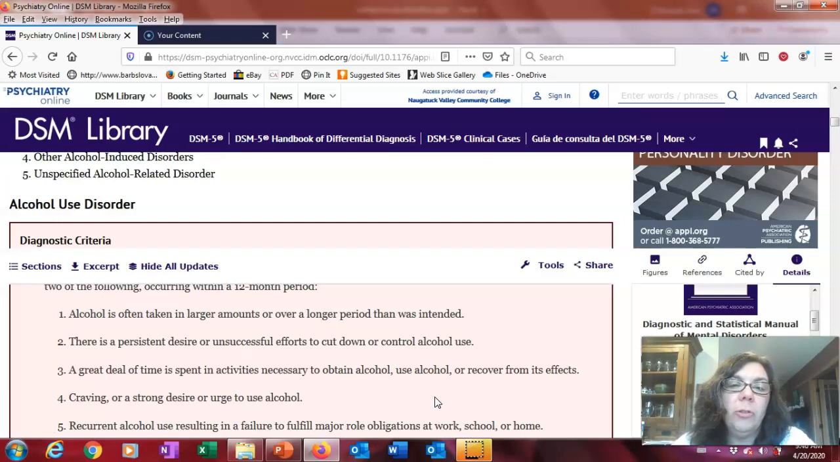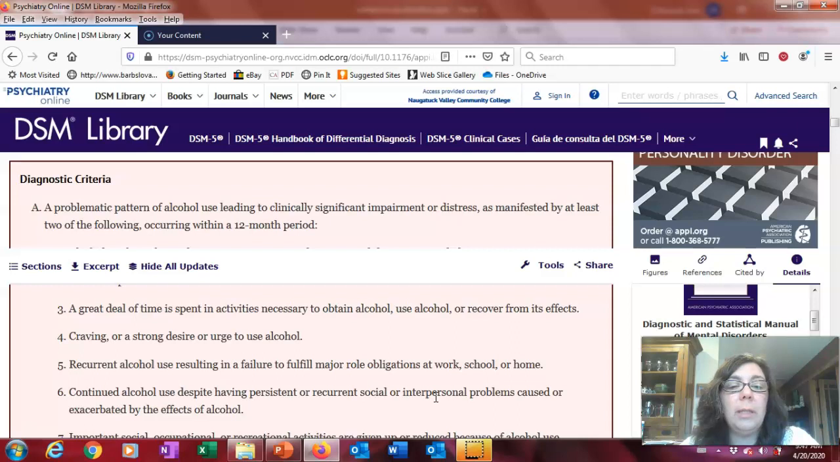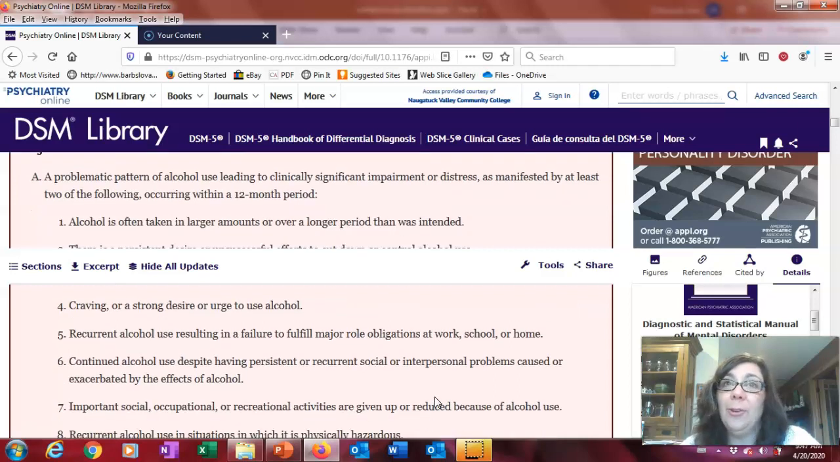Alcohol is often taken in larger amounts or over a longer period than intended. There's a persistent desire or unsuccessful efforts to cut down. A great deal of time spent in activities necessary to obtain, use, or recover. So if you're recovering from hangovers a lot, that counts, right? Craving or strong desire to use. Recurrent use, resulting in failure of major role obligations. So you can't get your schoolwork done, you can't get to work, you're calling out sick from work, or things are happening at home that you're not engaged in because of alcohol, either that you're out getting it, you're actually using it, or you're recovering. And that recovery is an important distinction.